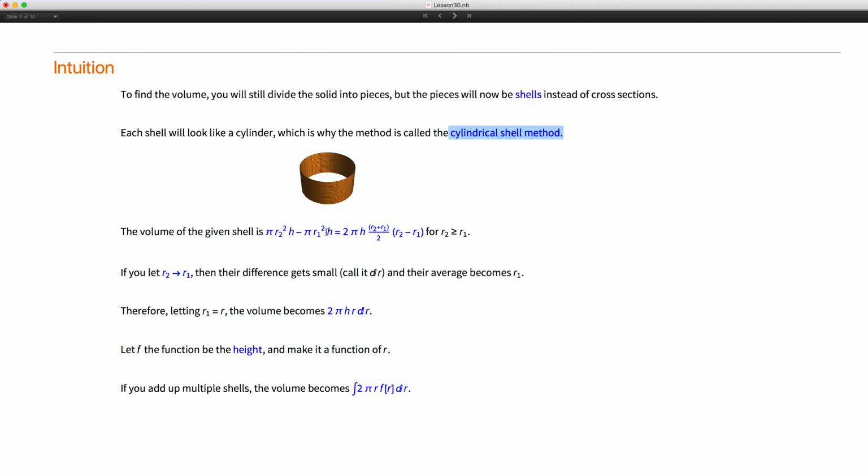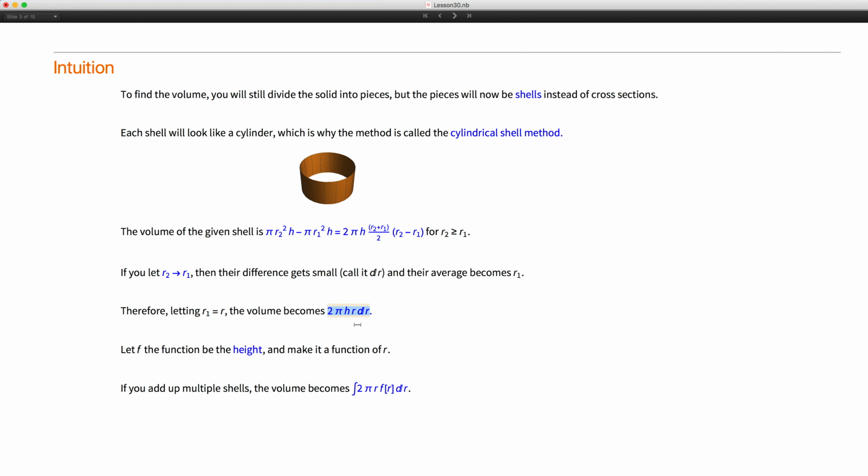The difference in the volumes of outer and inner will give you the volume of the thin shell. If you factor a little bit, you can rewrite it as 2 pi h times the average of R1 and R2 times the difference between R1 and R2, like over here. Because it's very thin, you can let R2 approach R1, in which case the difference becomes dr, and the average becomes just R1. Because you only have one R left, you might as well call it R, so the volume now becomes 2 pi h r dr.